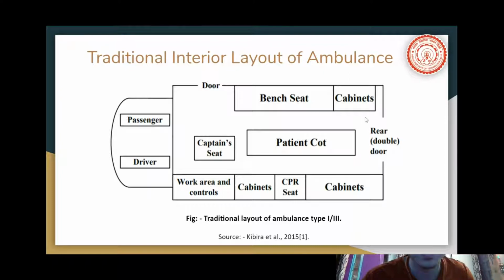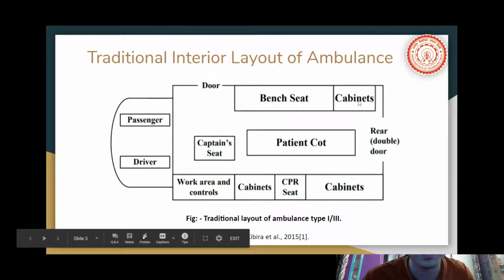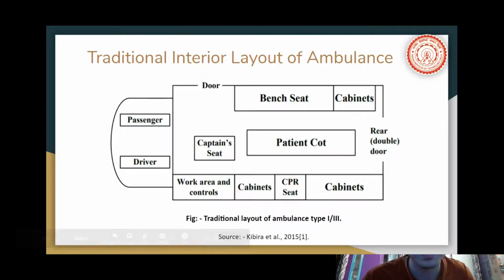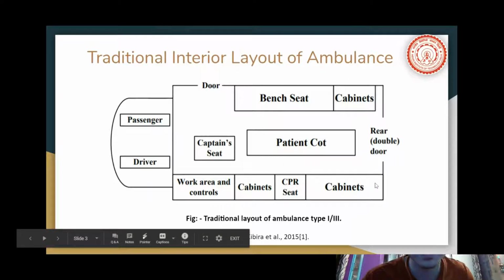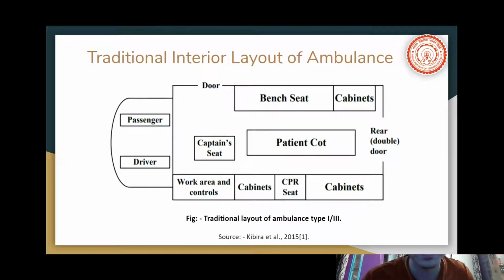Also, there are these cabinets 1, 2, and 3. These cabinets can be used for placing the medical equipment, obviously, and according to their placement and their sizes, it can be decided what kind of medical equipment goes in. So suppose this cabinet looks bigger and has more breadth, so we'll probably keep something bulkier in it.